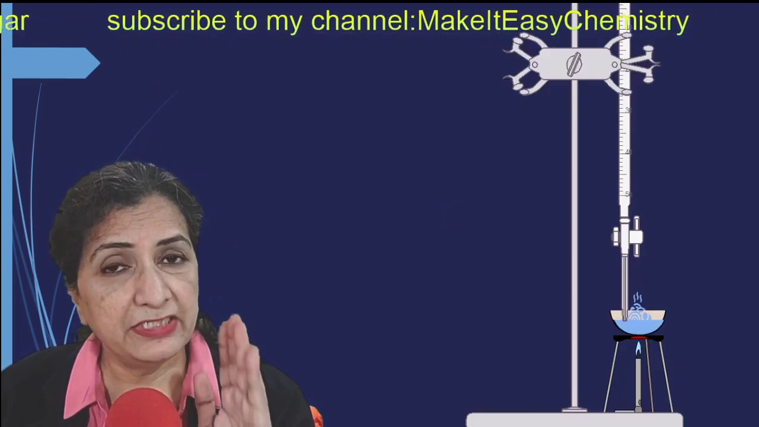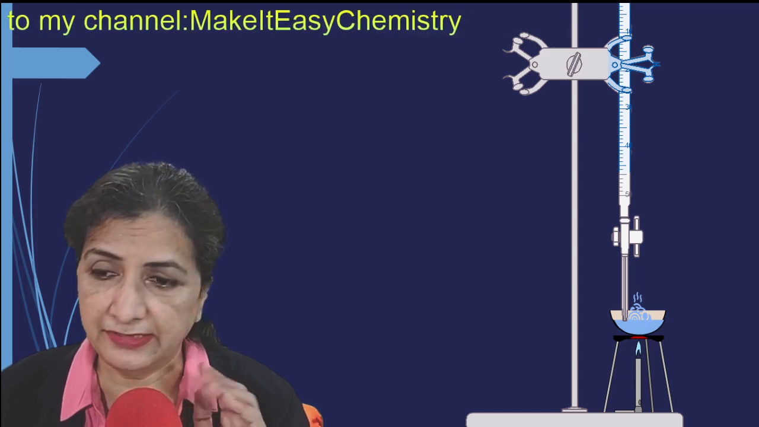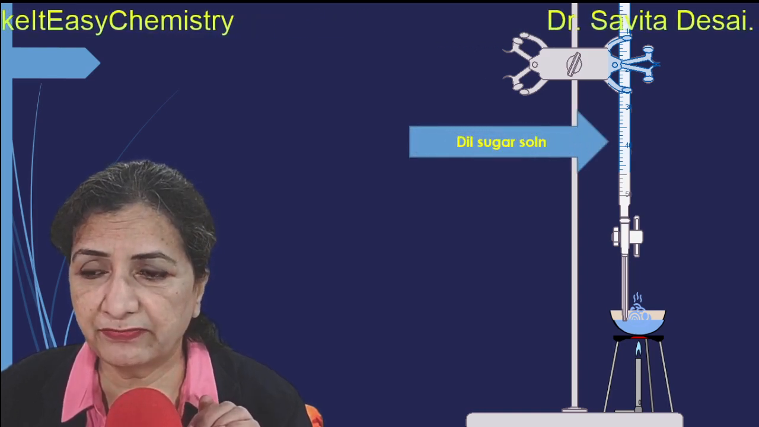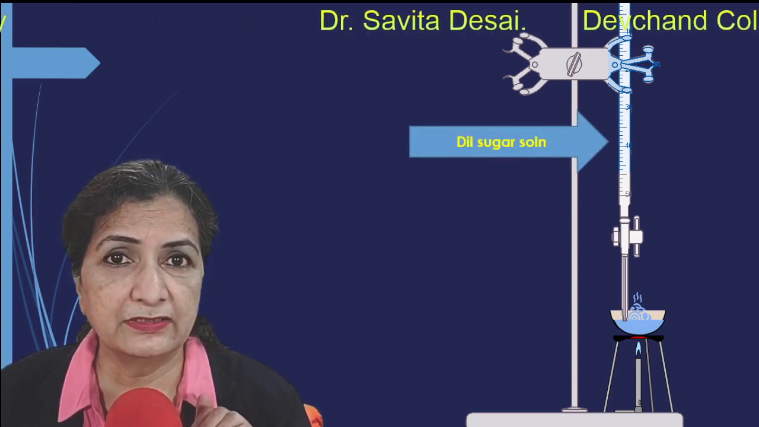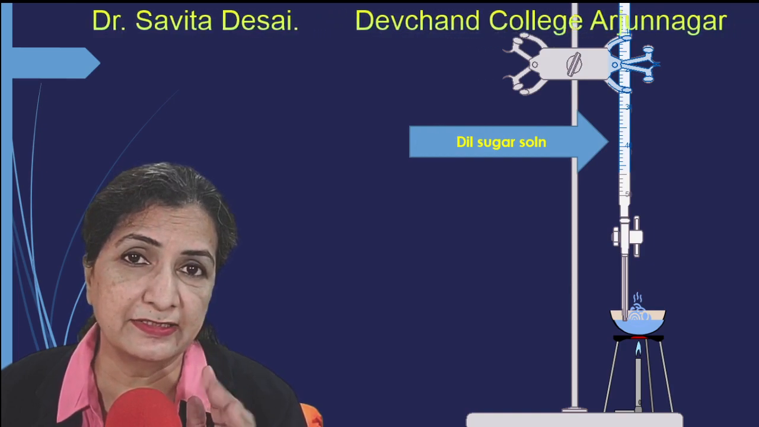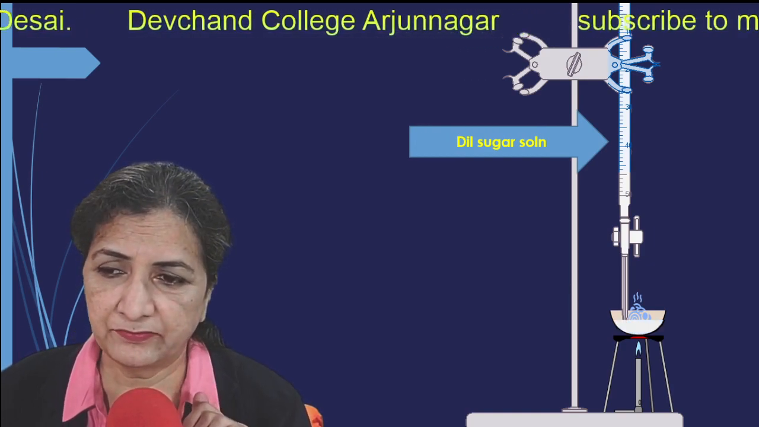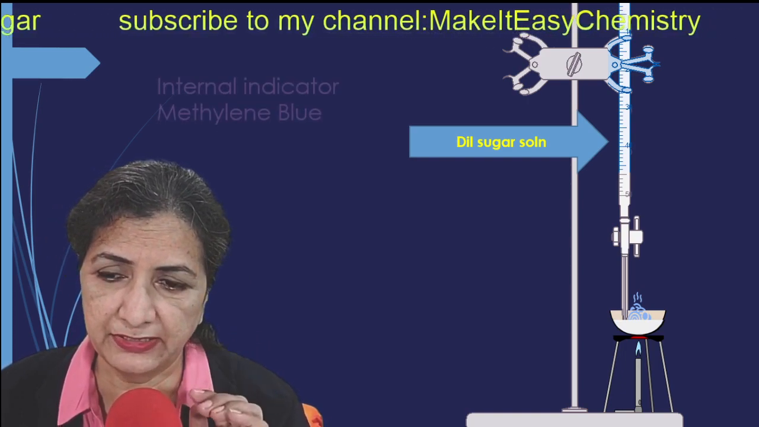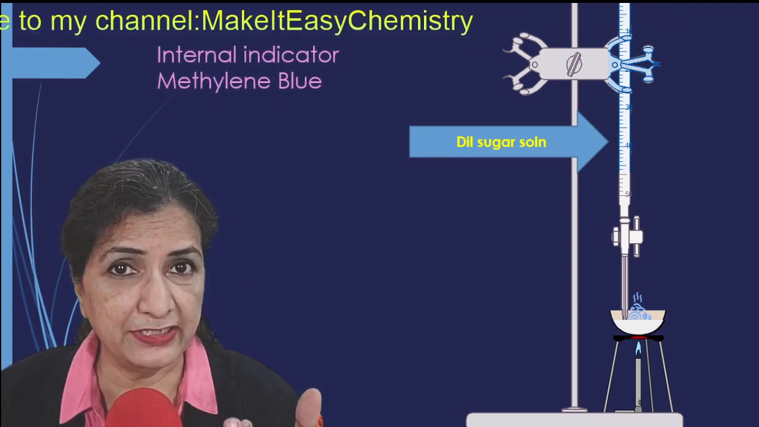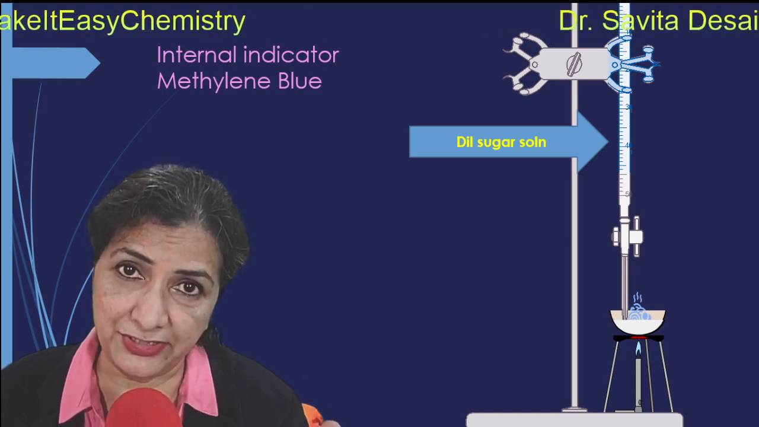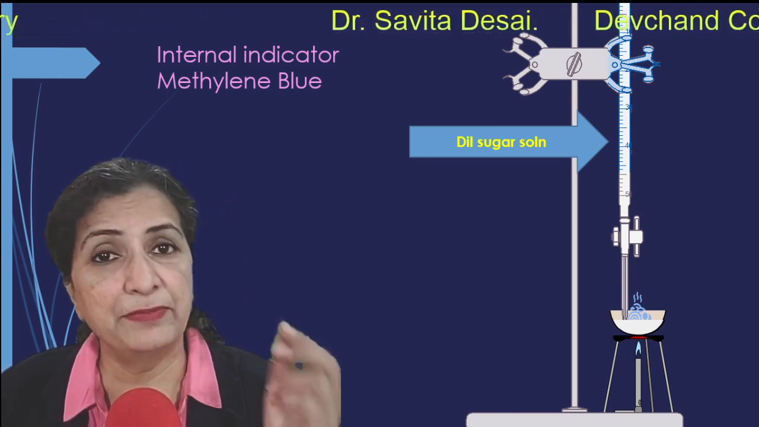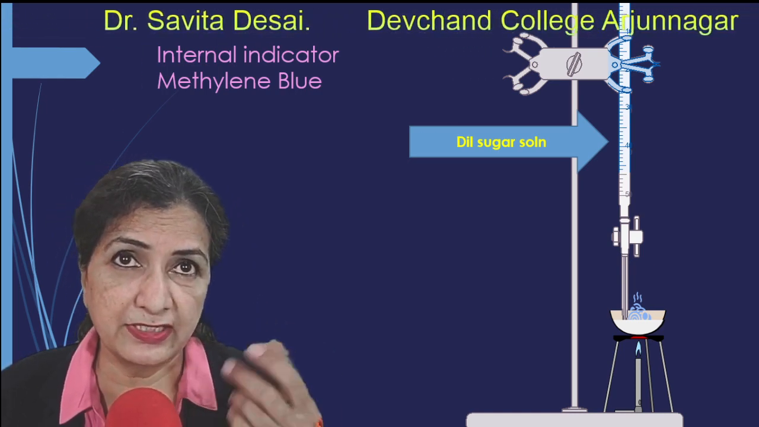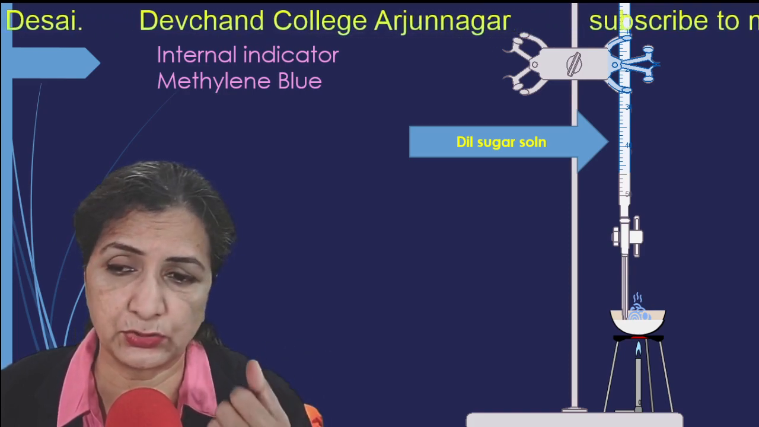If methylene blue is provided as an indicator, we are going to utilize that as an internal indicator. What we are going to do? The dilute sugar solution is taken in a burette. We have in an evaporating dish 5 ml each of Fehling A and Fehling B plus 1 test tube distilled water, and we have started boiling that solution.